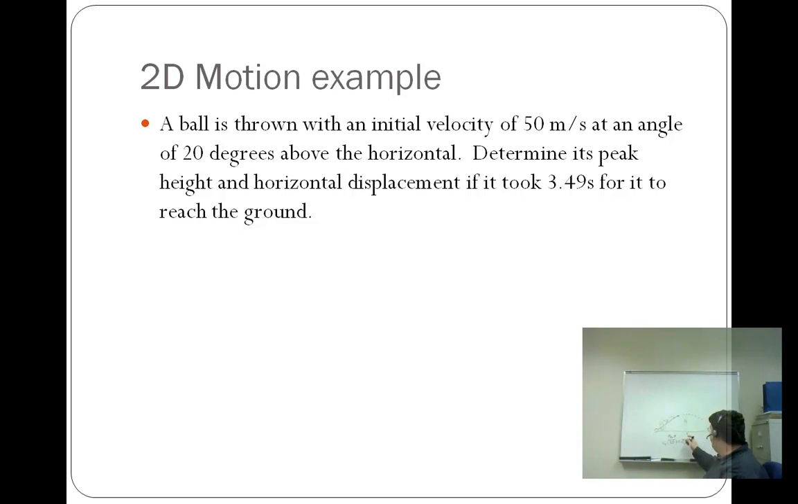Now, I know it took 3.49 seconds for it to get from here up to here and down to the ground. Remember what we just talked about. At the half time, it's at its highest peak. So the time here is going to be half of 3.49, which is 3.49 divided by 2, 1.745 seconds.